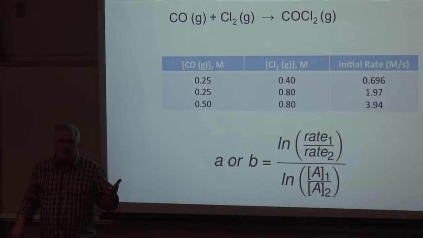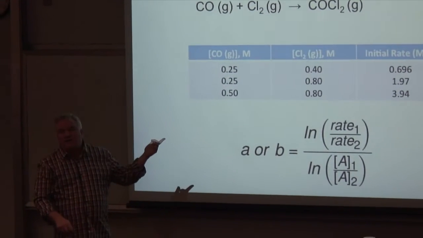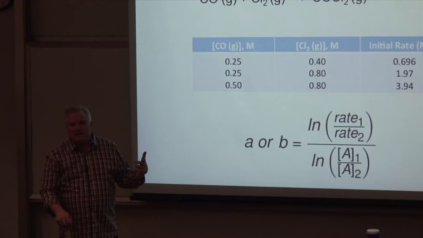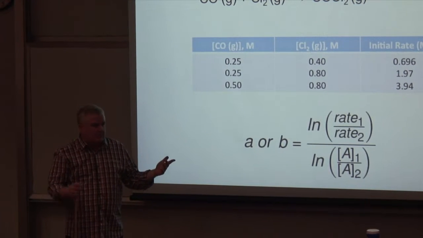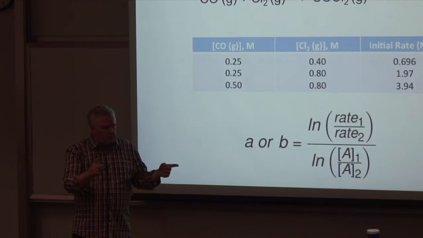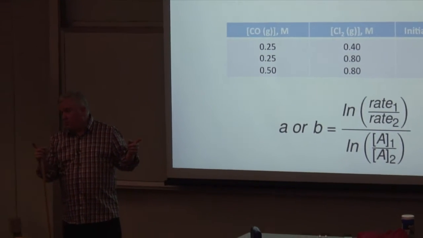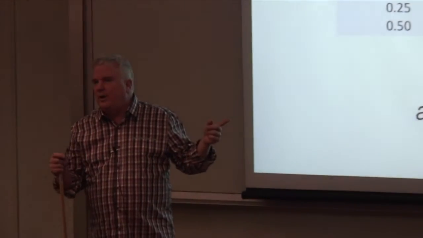And the initial rate goes up a little more than a factor of 2, but not quite a factor of 4. So that tells us that the exponent is somewhere between 1 and 2. If it were 1, the rate would double. If it were 2, the rate would quadruple. What would happen if it were 3? What would happen to the rate?